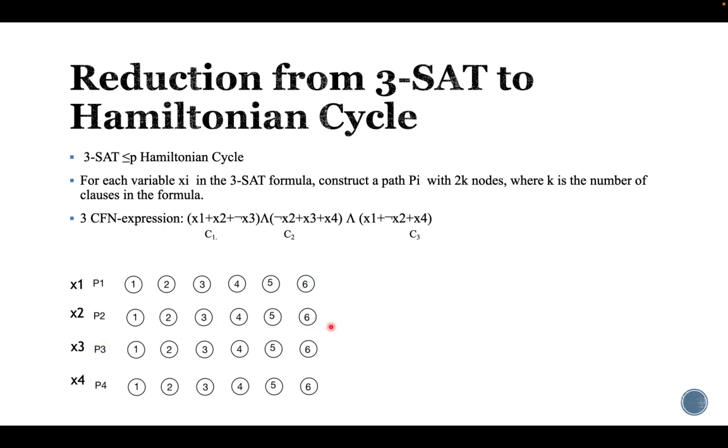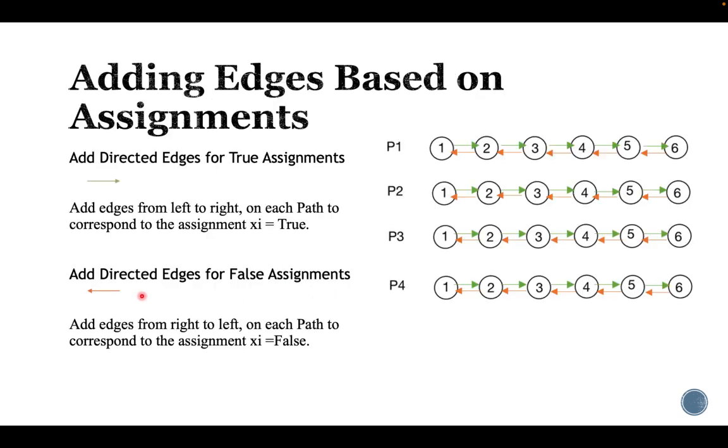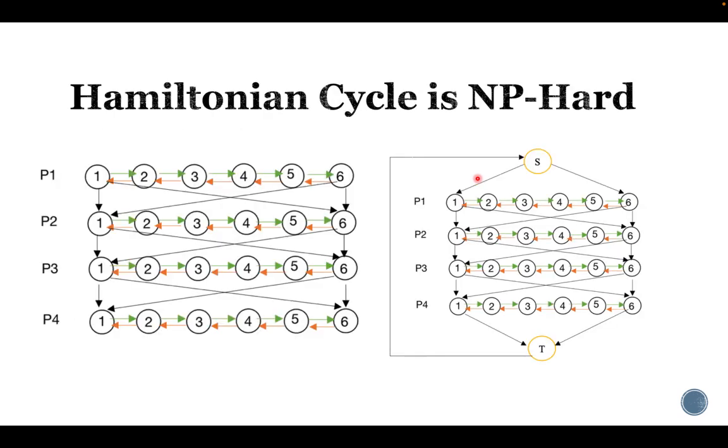So there are four variable paths, P1 to P4, and each path can be traversed in two ways: one corresponding to the variable being true and the other corresponding to the variable being false. The edge from left to right on the path corresponds to an assignment of true, and the edge from right to left on each path corresponds to an assignment of false.